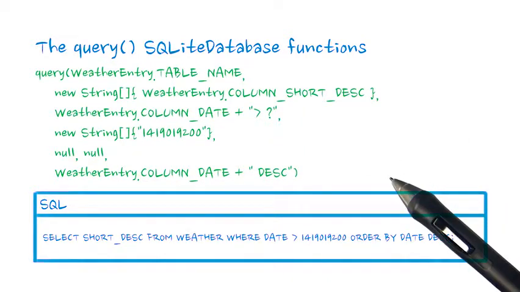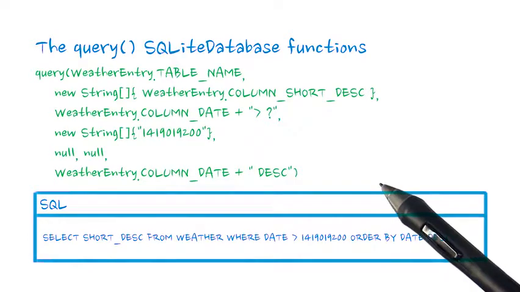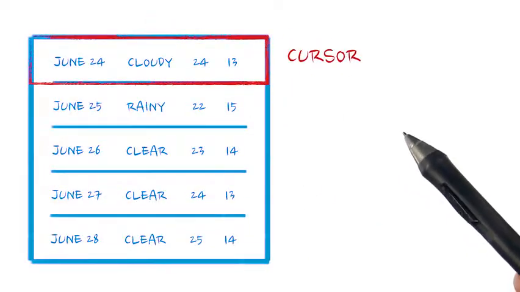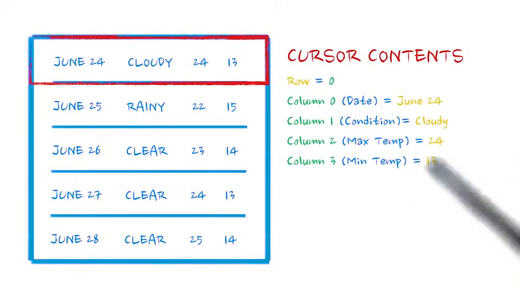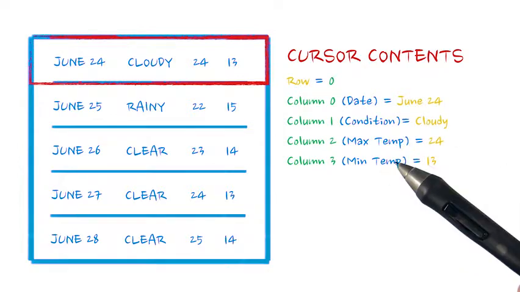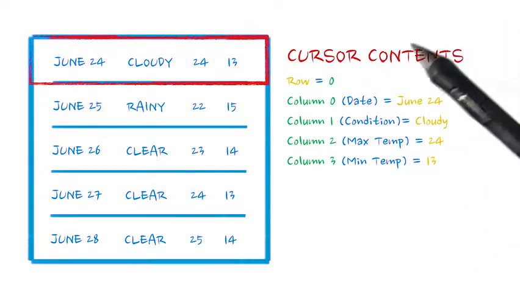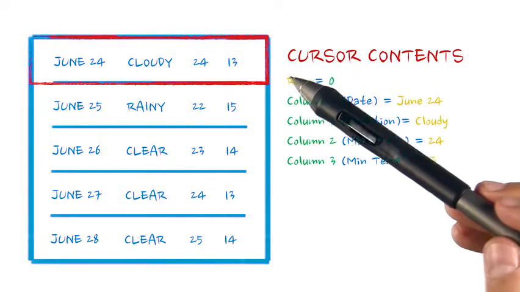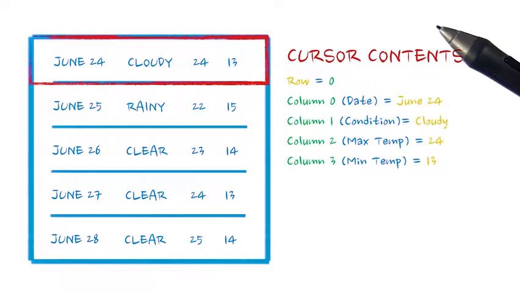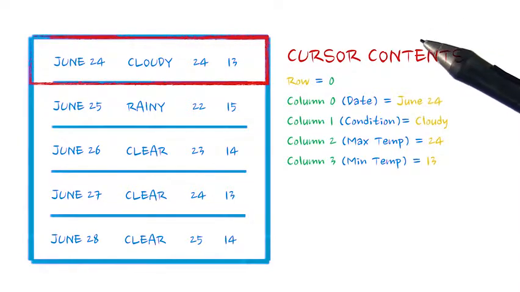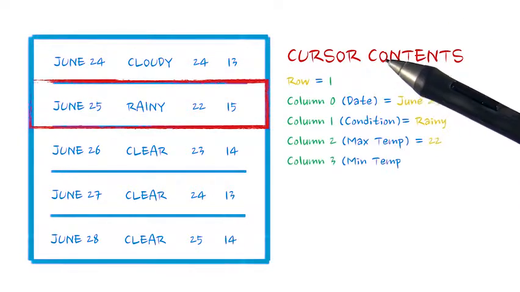The query functions all return a database cursor. A cursor object is a control structure that enables traversal over the rows and columns of our query result set. Typically, we'll start traversing the result set by calling cursor.moveToFirst, which will return false if there are no rows in the result, which means nothing matched the query parameters. We can then call moveToNext to iterate through each row.